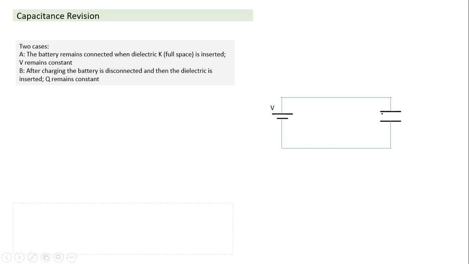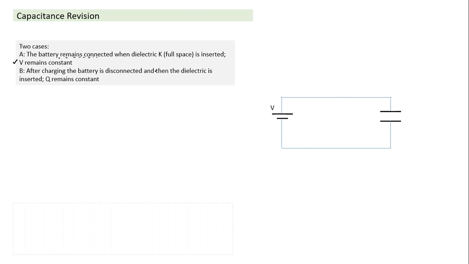So let's examine two cases here. There's a capacitor. There are two ways we can insert a dielectric. One case is when the battery is connected and the dielectric is inserted and it occupies the full space. Second case, the battery is not connected. After charging, the battery is disconnected and then the dielectric is inserted. So let's do one by one. What is important to understand, the moment we say the battery remains connected, it means the two plates of the capacitor have the same potential as the potential of the plates of the battery. So they will have the same potential difference as the battery potential difference. V will remain constant.